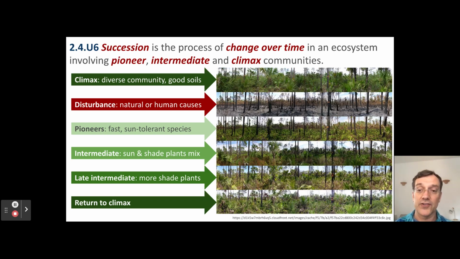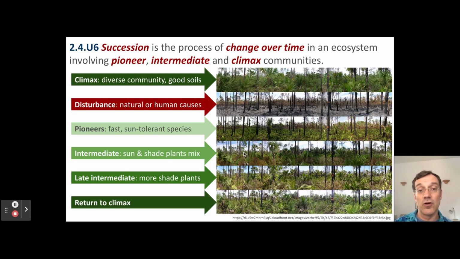They grow fast, they reproduce quickly. If they're plants, they tend to be sun tolerant because there's very little shade in a disturbed site. As they grow and capture as much sunlight as possible, they tend to shade the ground, which makes it possible for your intermediate species to move in. Those are your plant and animal species that will thrive in some combination of sun and shade.